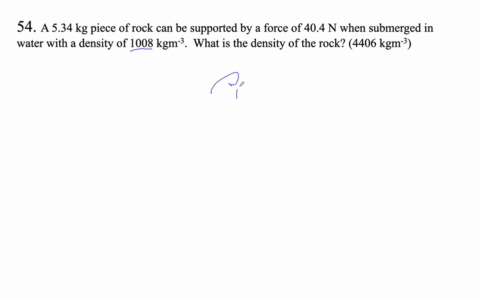The density of the rock is going to be the mass of the rock divided by the volume of the rock. Okay. And we already know the mass of the rock, right? We know that that is 5.34 kilograms. All we have to do is figure out the volume of the rock. How do we do that? Well, I think we can do that by figuring out the buoyant force, right?